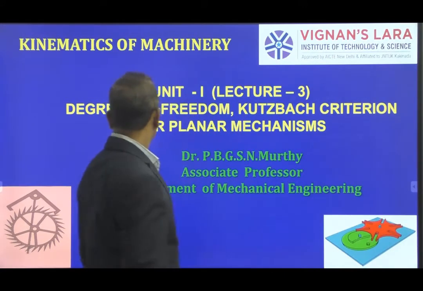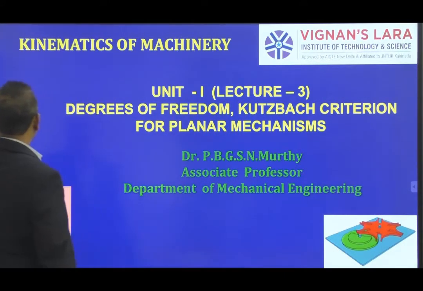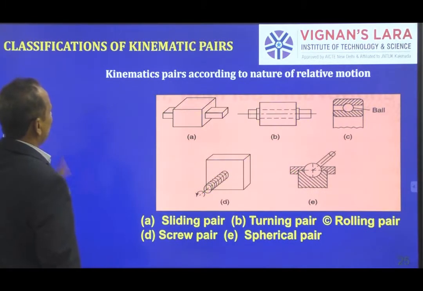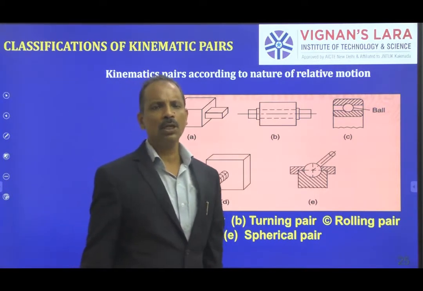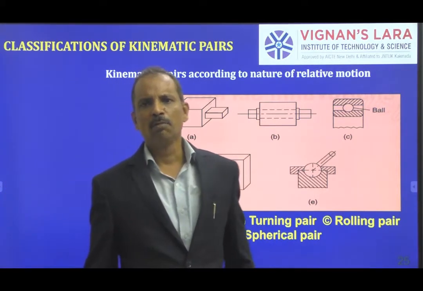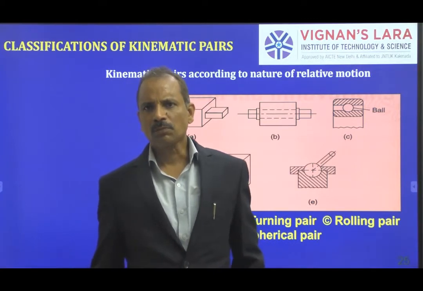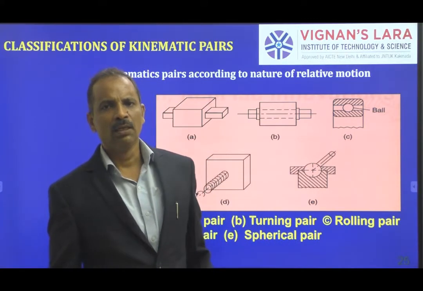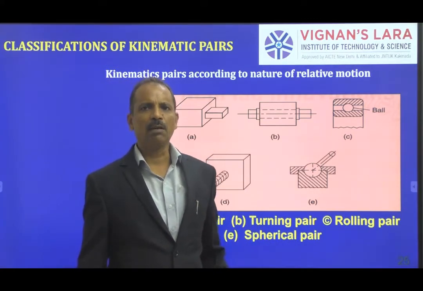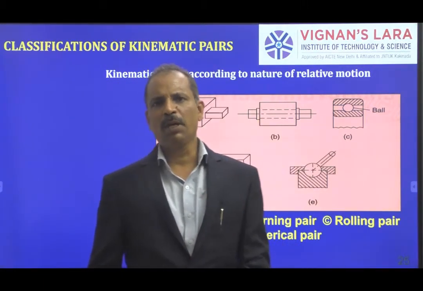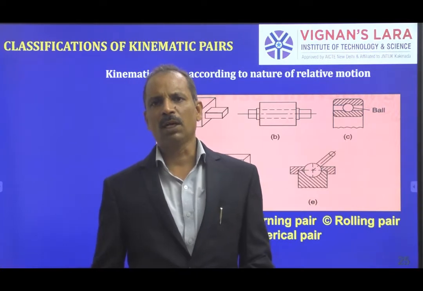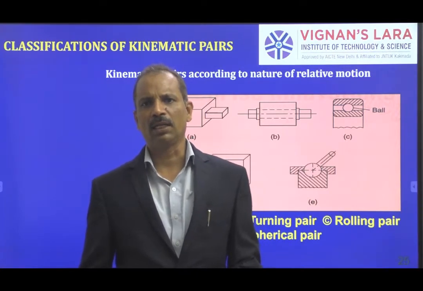So let us see what we covered in yesterday's lecture: kinematic pairs according to nature of relative motion, and kinematic pairs based upon their nature of contact. We made two categories, one is higher pair and another one is lower pair. So what is a higher pair, what is a lower pair, and what are the examples we covered under each category?